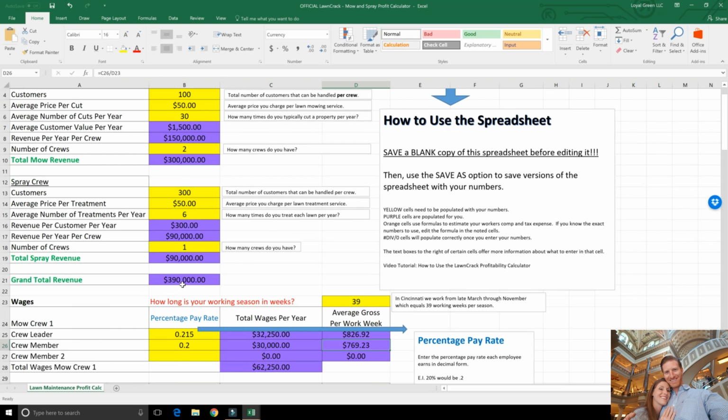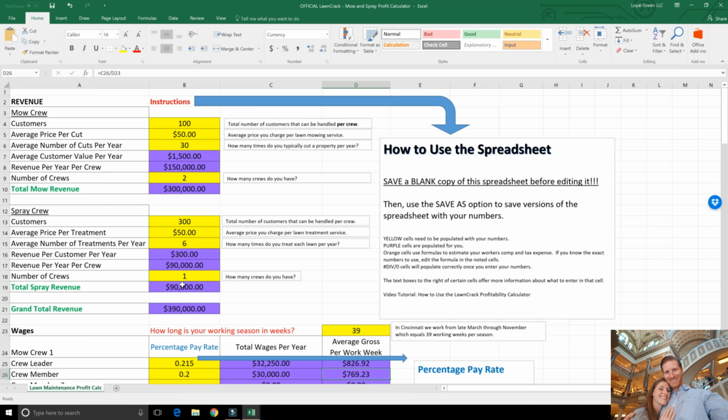Just follow everything down the spreadsheet, and when you get to the bottom, you'll see your numbers. And I think it's much easier than looking at a profit and loss or a balance sheet or anything like that. Everyone that I've shown this to, they really like it. I think you'll like it too. So let's get into it.